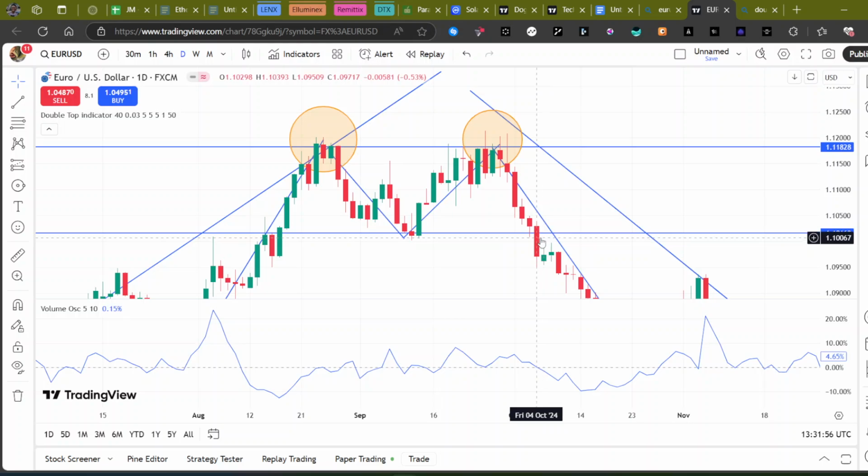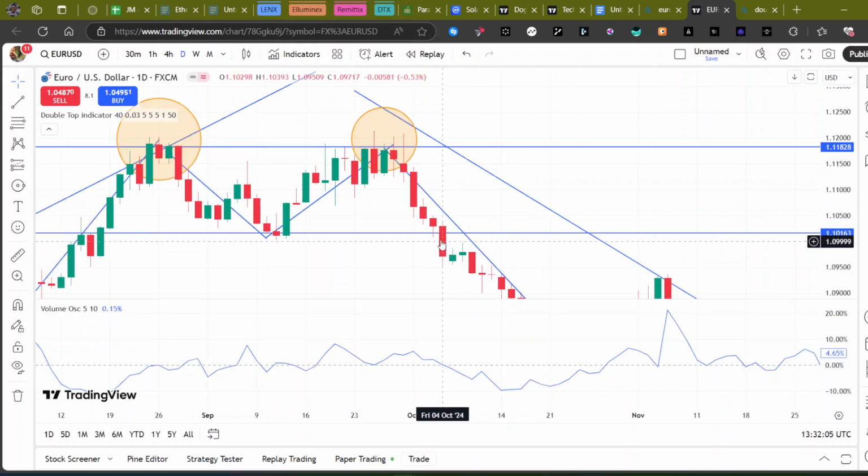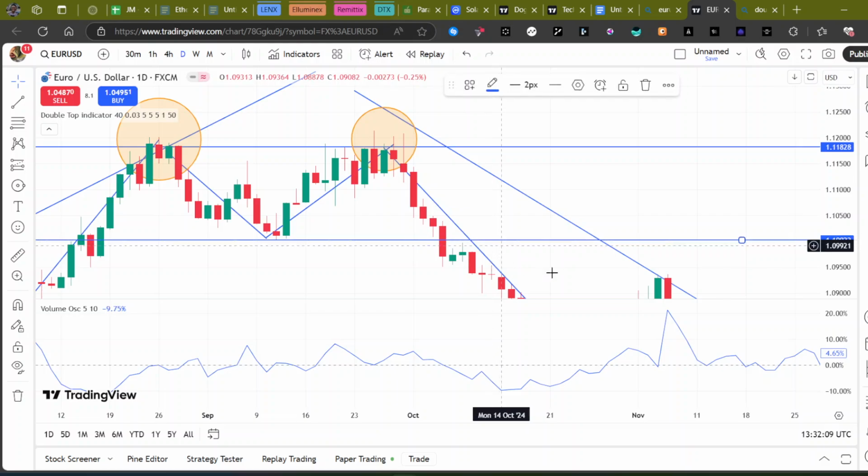The first is the break and retest of the neckline. You can see we had a break and retest. This was the breakout, and this was the retest. So once price breaks below the neckline, wait for a retest. This was the breakout, this was the retest.